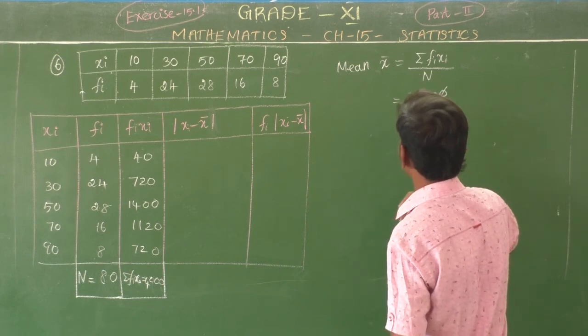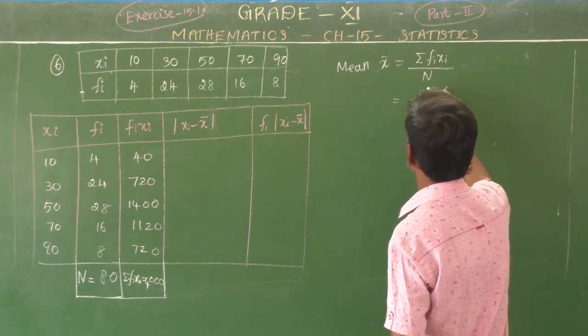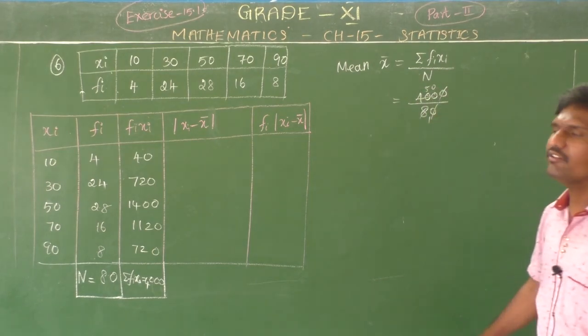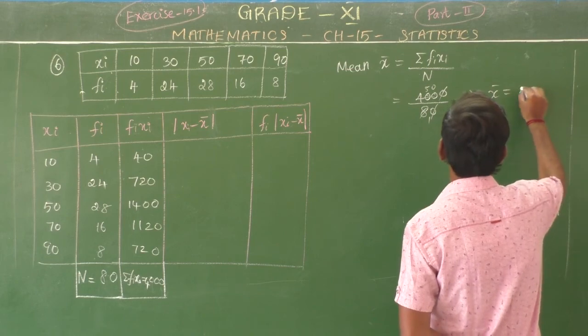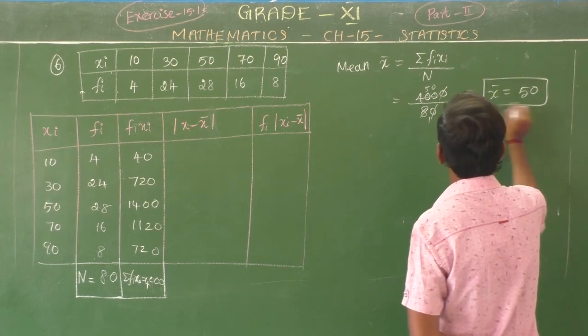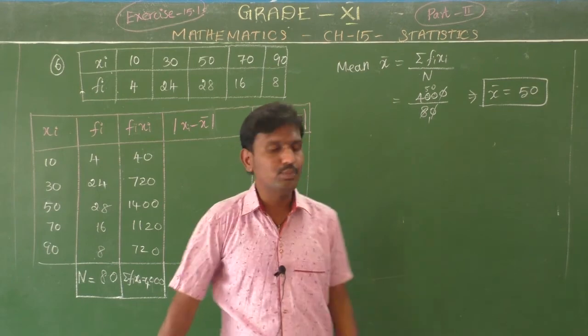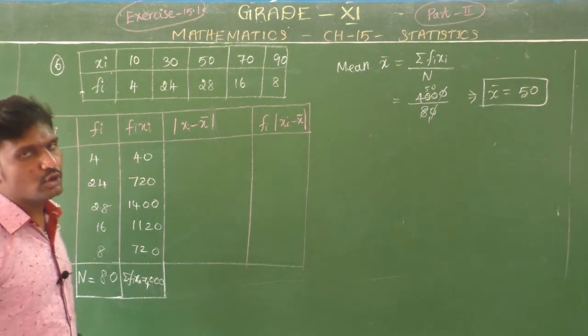Summation fi xi is 4000 divided by n, which is 80. Now I am going to cancel this. 0 0 cancel, 1 8 is 8, 5 8s are 40, then 50 8s are 400. So therefore x bar is equal to 50. What is the value of x bar? 50.